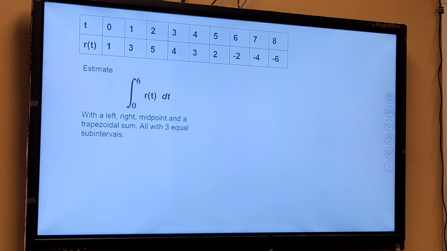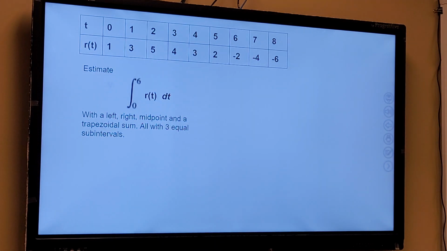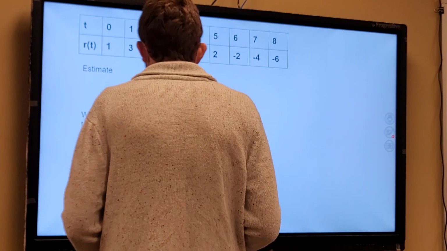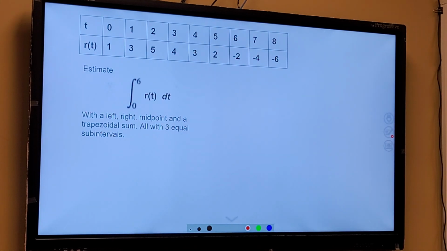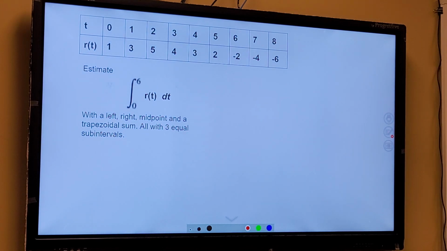And I'm walking around if you have questions. Anybody notice anything tricky about this problem so far? Cool.